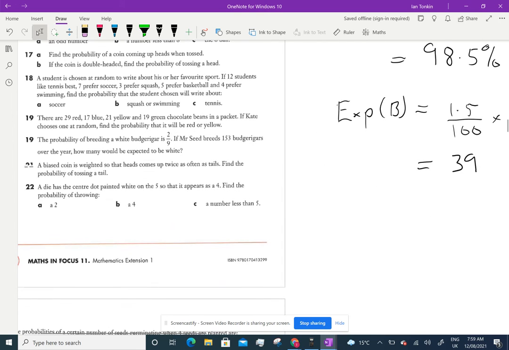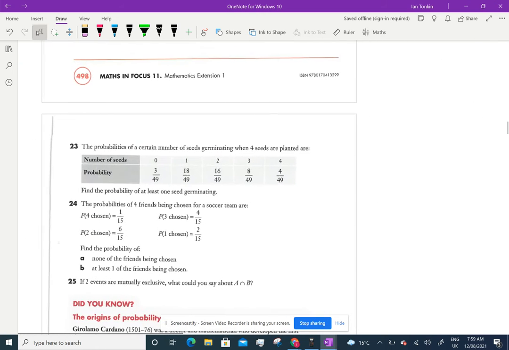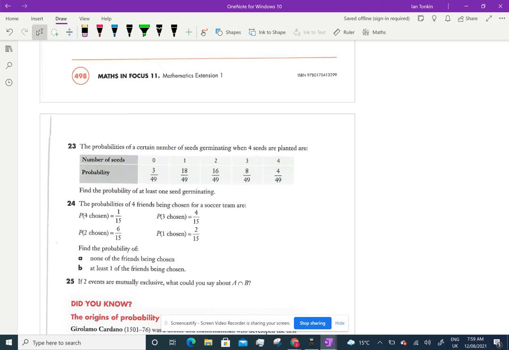I don't think I need to do any more on these. They're pretty simple. 22, remember we're not doing all of them. 24, the probability of 4 friends being chased. That's an interesting one, because they've left one out. If you add these 4 things up, you'll see that they don't add up to 1. That's important. All probability should add up to 1. Add those up, they don't add up to 1, they add up to 13. So something's missing. See if you can work it out. Okay.